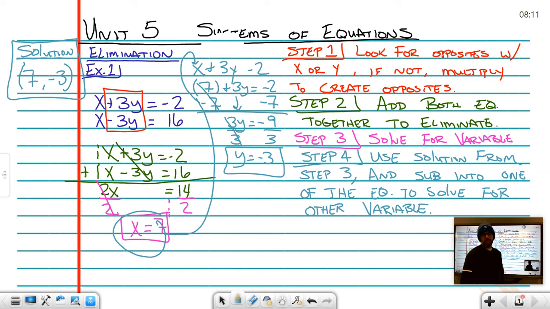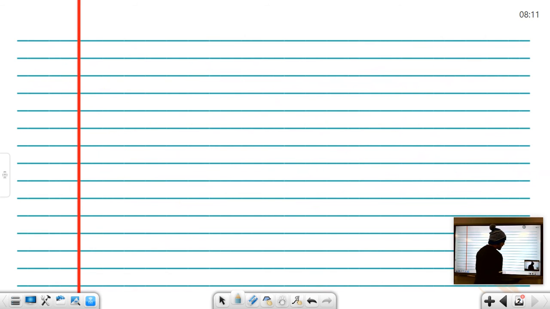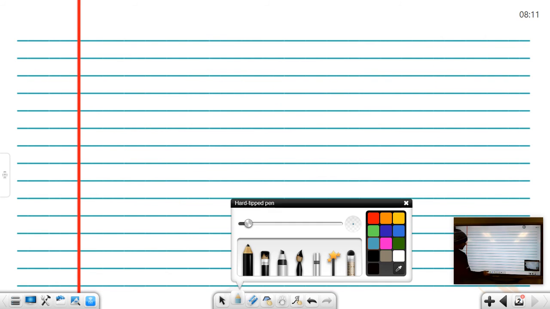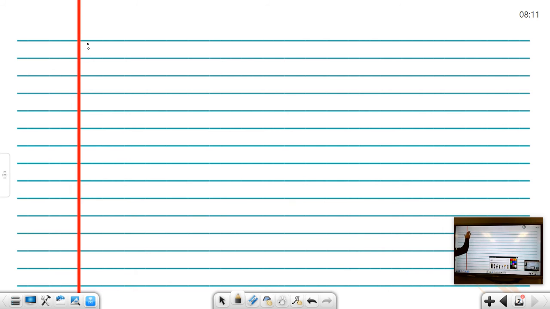Now, if both equations were in slope-intercept form, obviously I would probably graph those, okay? But if it's slope-intercept form, you could also use substitution because you have y by itself. So it's all about your personal preference and what you're comfortable with. So let's look at another example. Example 2. And we're still on elimination.